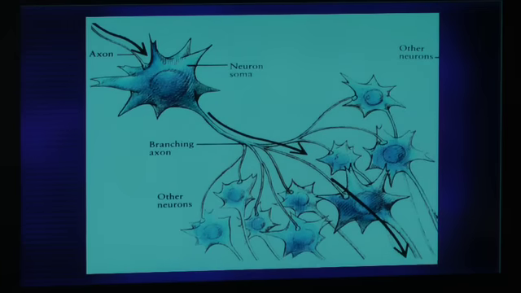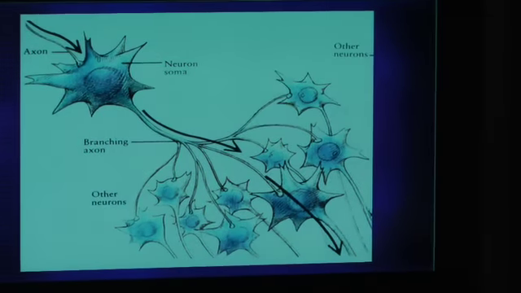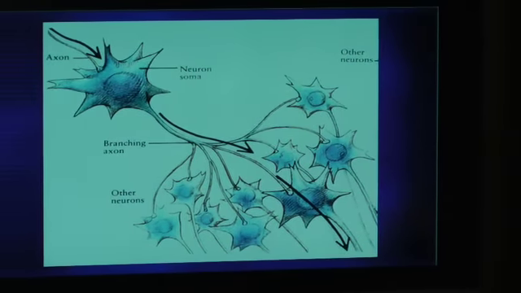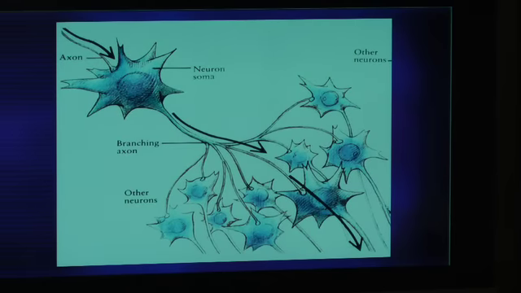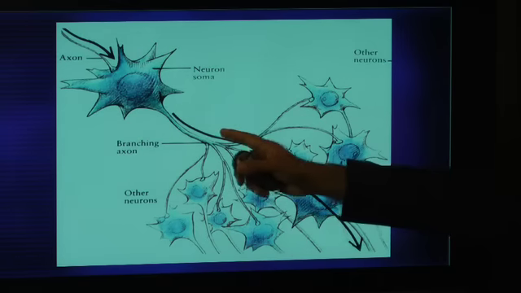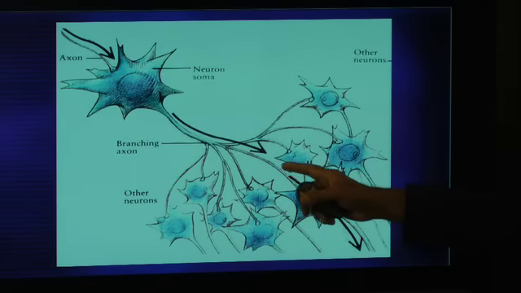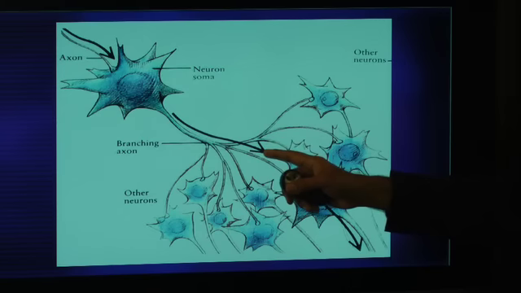I'm sorry the screen is so small. So you have the cell body and the axon terminals. Each nerve cell, there are 100 billion nerve cells.